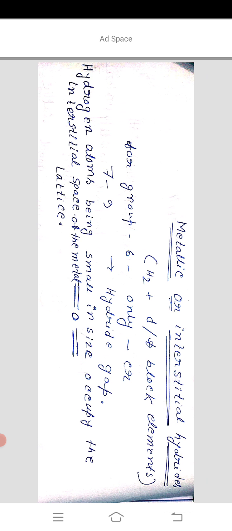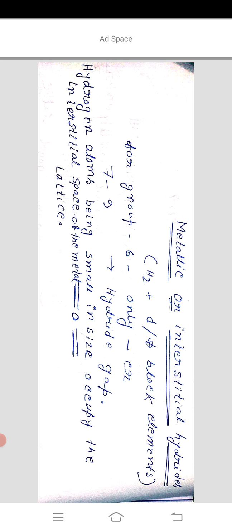But remember that for group 6 only chromium forms metallic or interstitial hydride. And remember that the metals of group 7, 8 and 9 do not form hydrides, and the region of the periodic table for group 7 to 9 is called the hydride gap, as they do not form metallic or interstitial hydride.